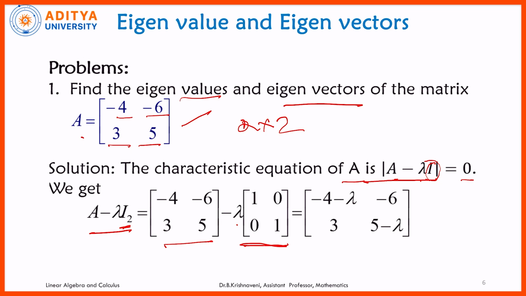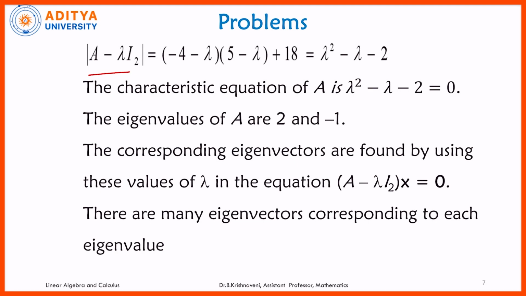On simplification, you get this matrix: -4 minus lambda, -6, 3, 5 minus lambda. Now we need to get the characteristic equation, that is, the determinant of this matrix must be equal to 0. So first let's find the determinant of this matrix.